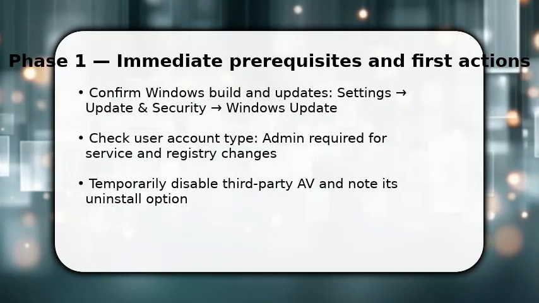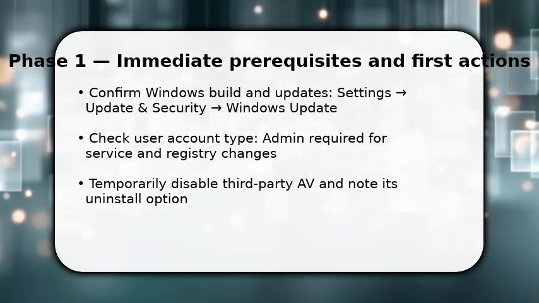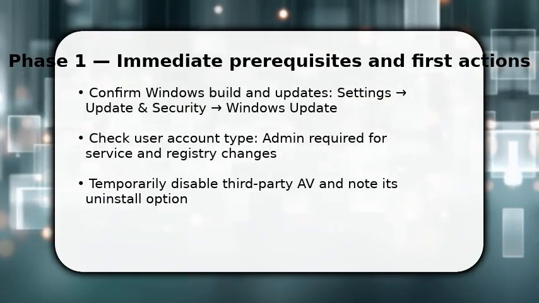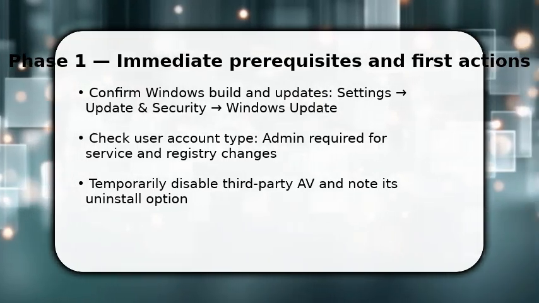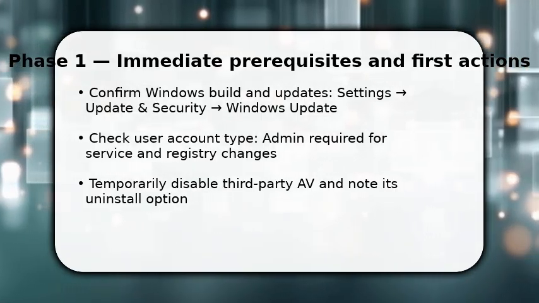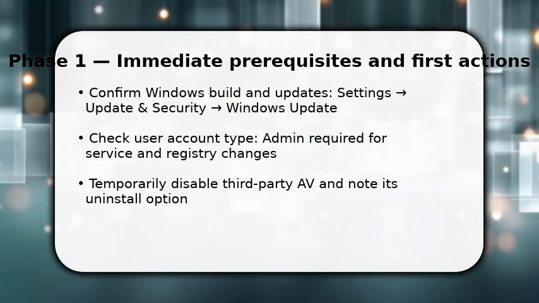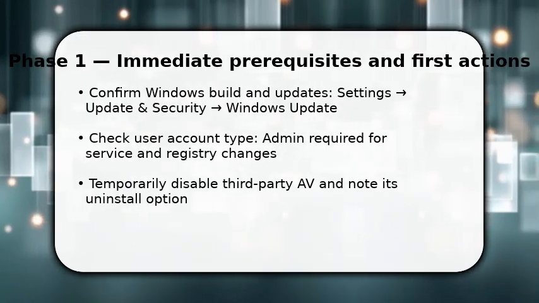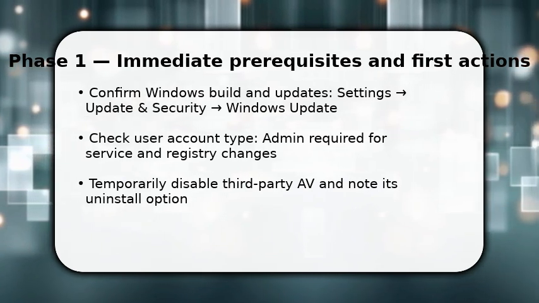You start by confirming prerequisites. Check Windows build and install pending updates because Defender integrates with system components. Next, sign in as an administrator so you can restart services and edit the registry if needed. Once done, disable or uninstall any third-party antivirus. Conflicts often cause a blank Defender UI. Make sure to note restore steps for that AV. Finally, reboot now to ensure pending updates or services aren't blocking the app before moving into deeper fixes.